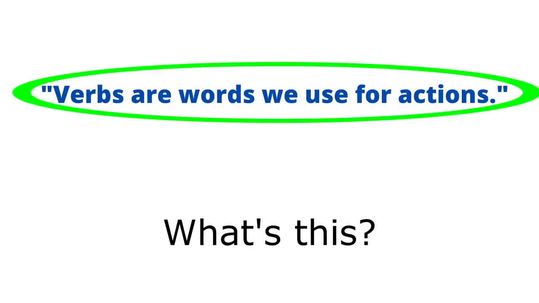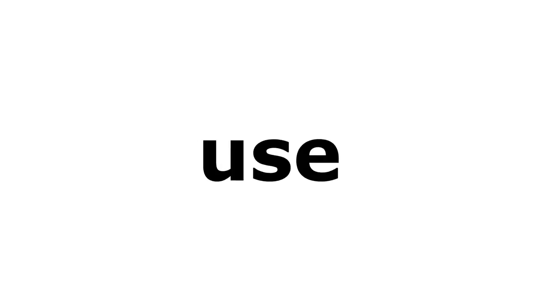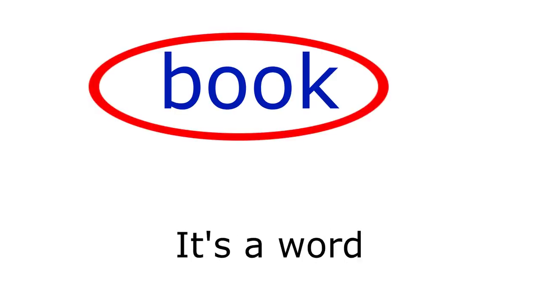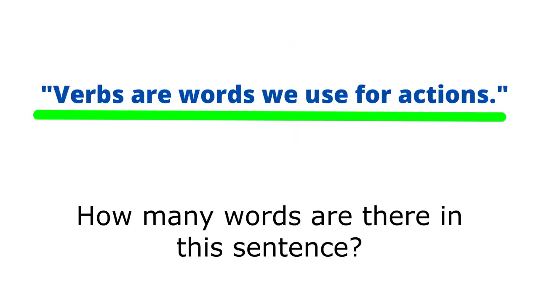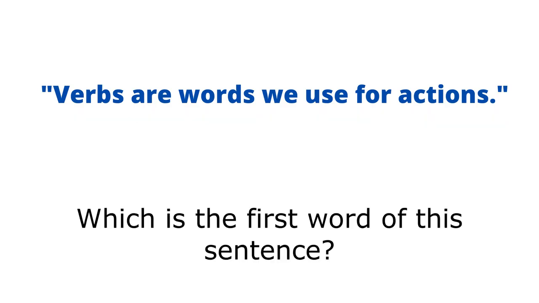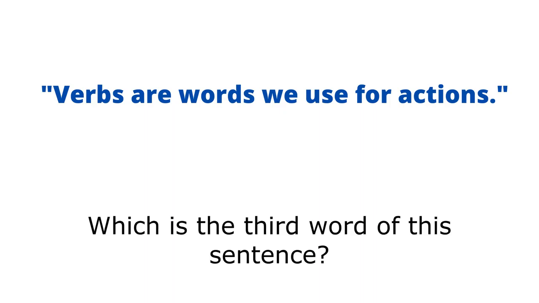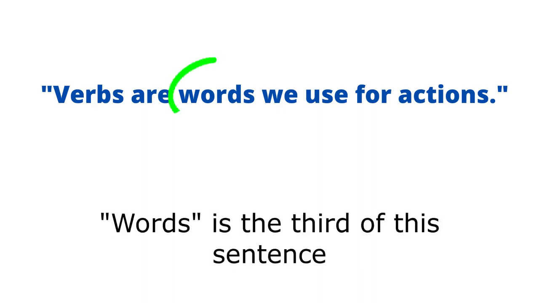Sentence. What's this? It's a sentence. Word. Verb. Use. For. Action. What's this? It's a word. How many words are there in this sentence? There are 7 words in this sentence. Which is the first word of this sentence? Verbs is the first word of this sentence. Which is the third word of this sentence? Words is the third word of this sentence.